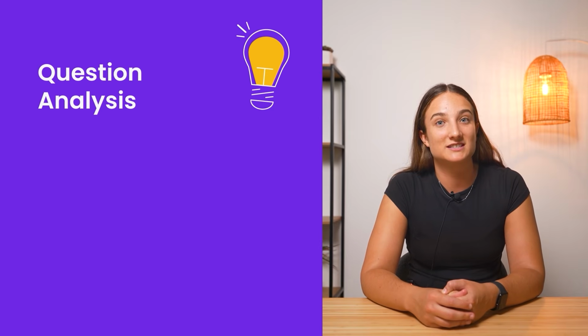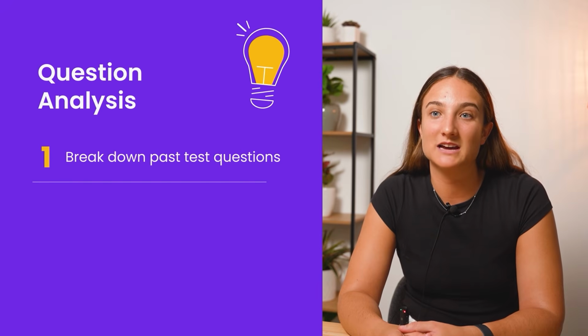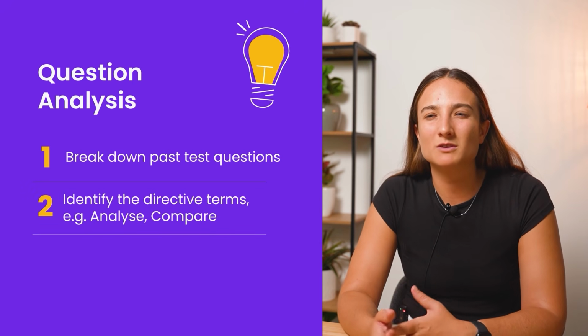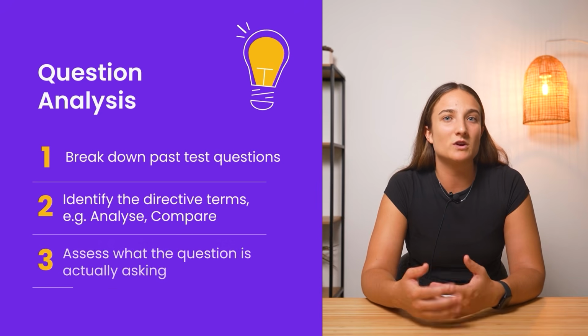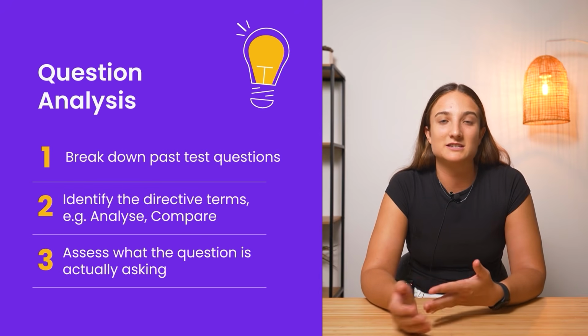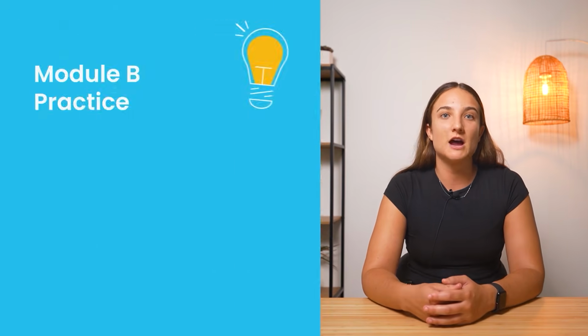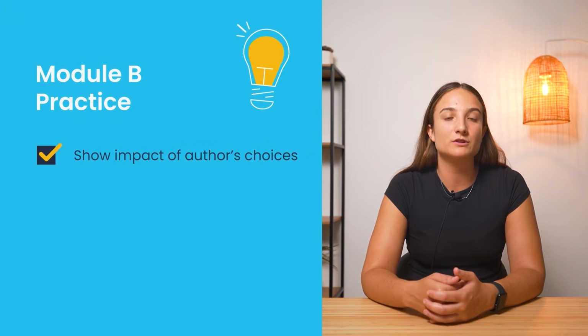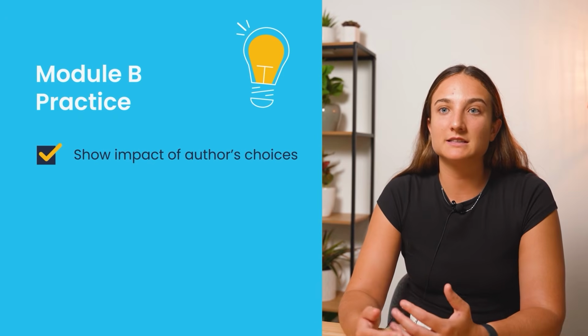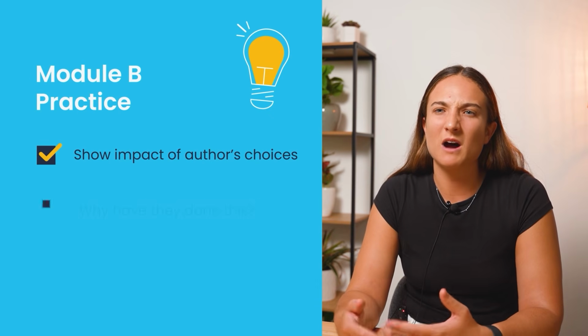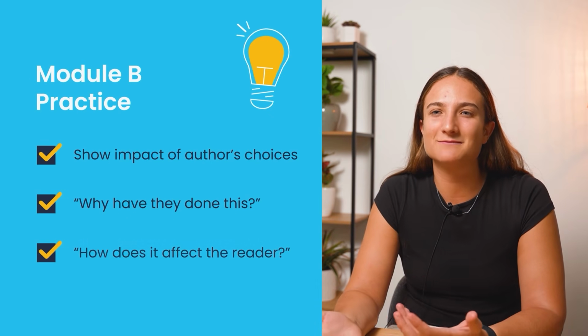Your practice session should also include question analysis. Many students lose marks because they misread questions. Take past test questions and break them down. Identify the directive terms. What's the question really asking? If it says to what extent, you need to evaluate, not just explain. For Module B, practice linking your text construction to its meaning. Don't just write about what happens. Show how the author's choices create impact. When practicing these responses, always ask yourself, why has the author done this? And how does this affect the reader?